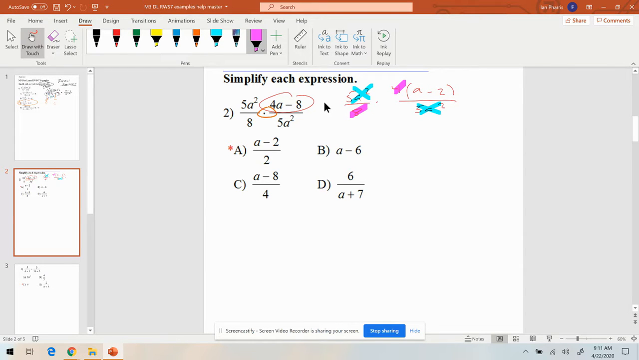This cancels one time with that. What's left over is a 2. So it looks like we'll have 5 over 2. And, oh no, not the 5. That cancels out. It's just going to be a minus 2 over 2, which is what that answer is. Oh, that's easy. All right, that's it for this video.